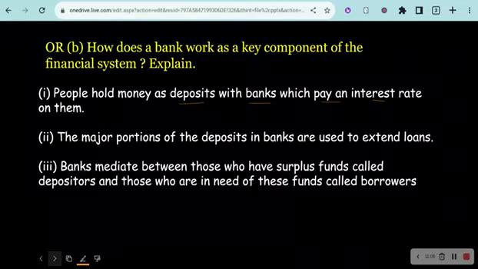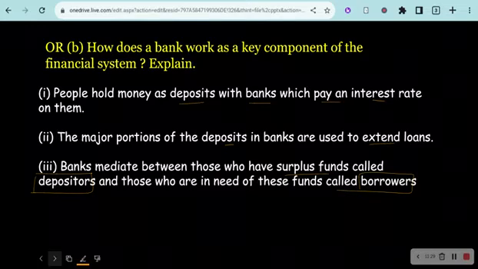Now, major portions of the deposits are used to extend loans. To extend loans that, yeah, this much I took, I want more. So that we can roll it and get the deposits back. And banks mediate between those who have surplus funds, that are called the depositors, and those who are in need of these funds, called the borrowers. All right.